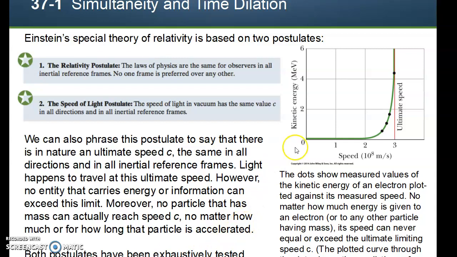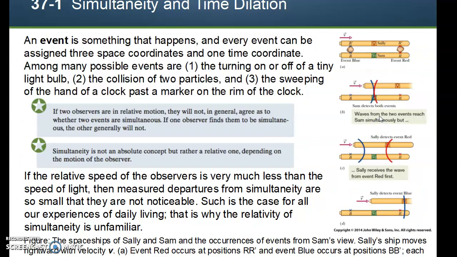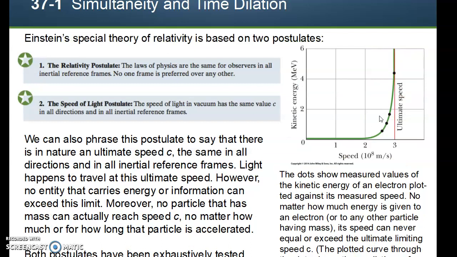So essentially what it does is it shows you that there's an asymptotic approach in speed in terms of the kinetic energy, right? Once you get beyond a certain level here, this is the area where relativity takes place, right? Okay, the dots show the measured values of the kinetic energy of an electron plotted against its measured speed. No matter how much energy is given to the electron, its speed will never exceed or equal that limiting speed of c. Okay?